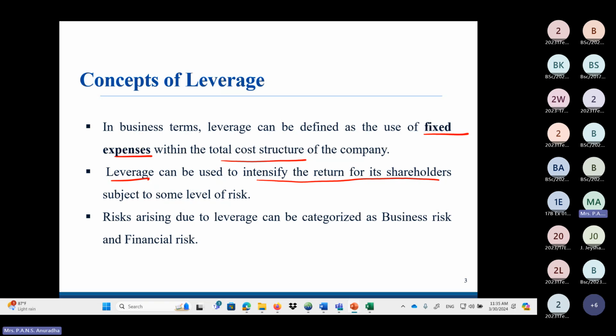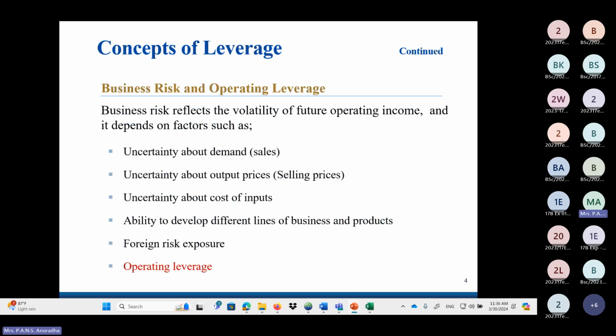Right. So the risk arising due to this leverage, you can identify as two. One is business risk, the other one is financial risk. This is a conceptual discussion, right? So leverage is the use of fixed expenses. As a finance manager, you should be able to use these fixed expenses strategically, right? Strategically means in the manner that intensifies return to the shareholders. So the risk arising because of this use of fixed expenses, you can categorize into two, business risk and financial risk. What is business risk?